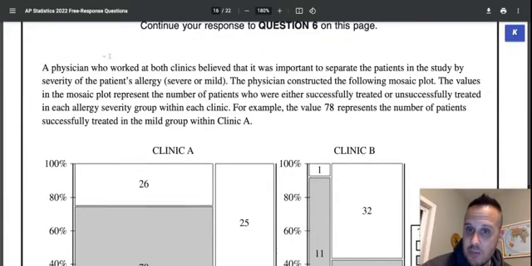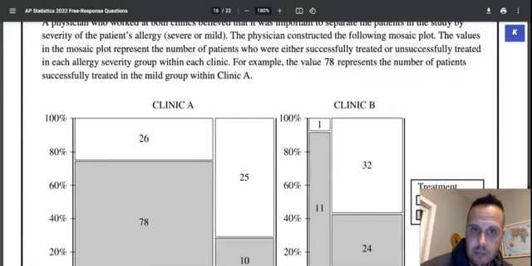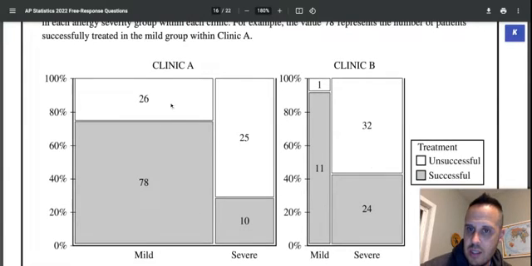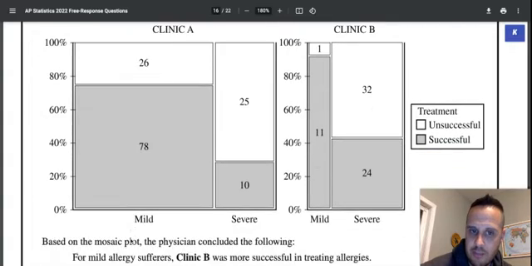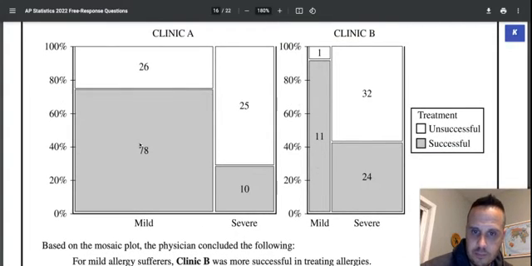And then a physician who worked at both clinics believed that it was important to separate patients in the study by severity of their allergies, severe or mild. The physician constructed the following Mosaic plot. The values in the Mosaic plot represent the number of patients who were either successfully treated or unsuccessfully treated in each allergy severity group. For example, the 78 represents the number of patients successfully treated in the mild group within Clinic A.